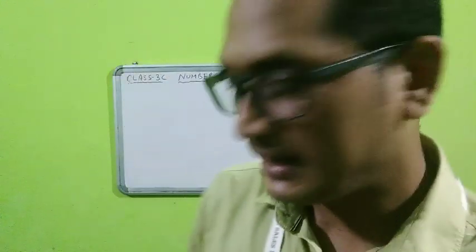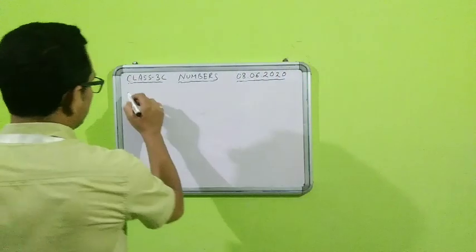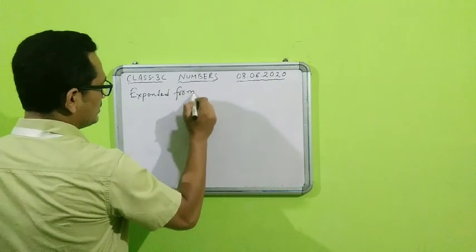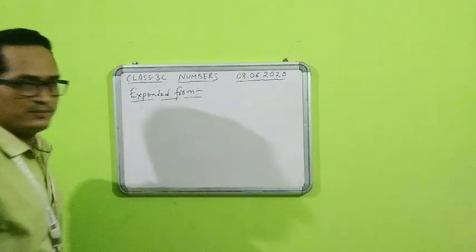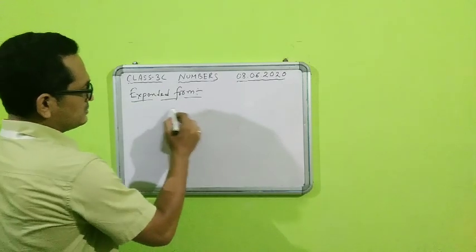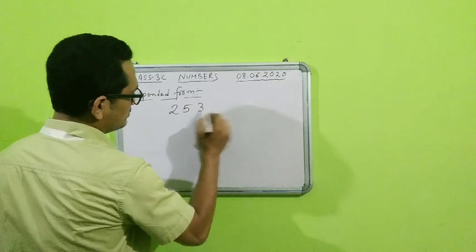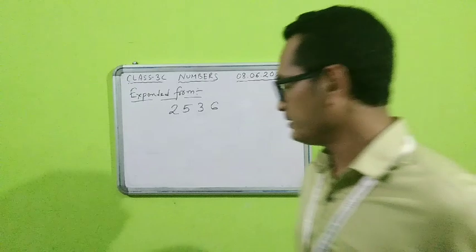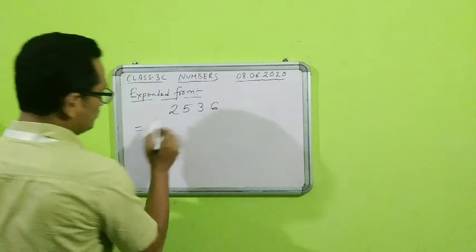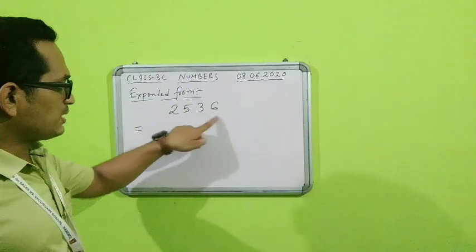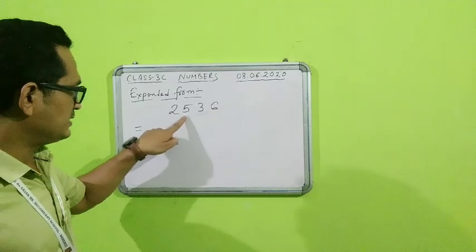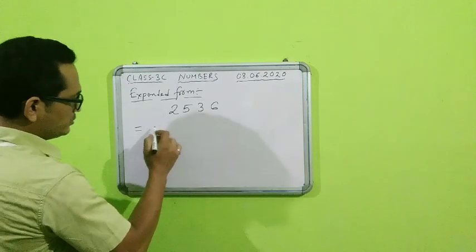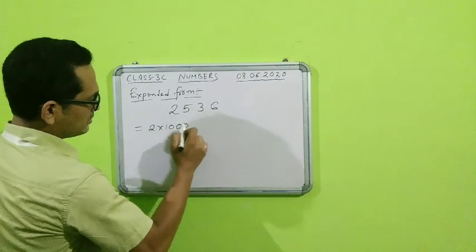Now students, if I take a number for example, please write down this one: expanded form. Suppose I am taking a number, say 2536. This is an example I am taking. So what is the place value of 2 here? If you count the places: ones, tens, hundreds, thousands. So 2 is sitting in the thousands place. The place value of 2 will be 2 into 1000.